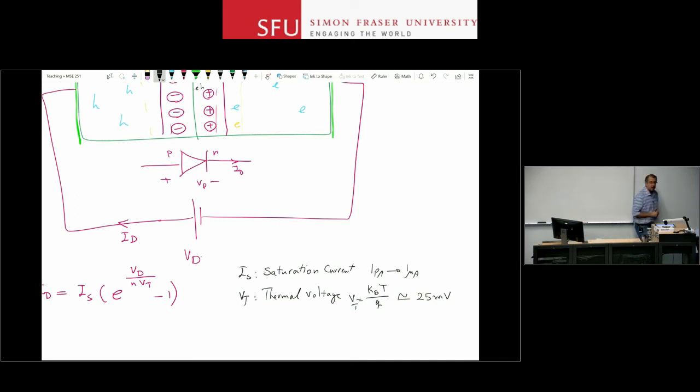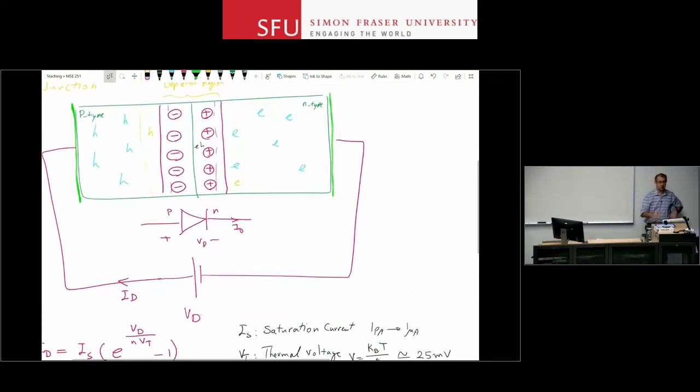So Vt is a thermal voltage. It comes from the quantum mechanical behavior of this device. And then N is the ideality factor. And this is a deviation from an ideal semiconductor PN junction. The device that I showed up here is an ideal semiconductor. The interface between the P side and N side is really abrupt.